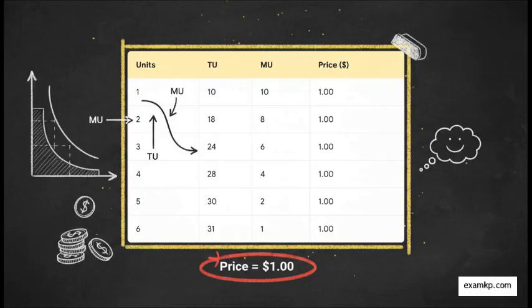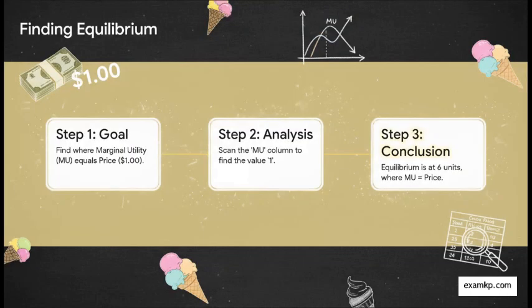All right, let's take a look at the data table. We've got total utility, which is your overall satisfaction. And then we have marginal utility. That's the extra satisfaction you get from each additional unit. Now, notice something interesting. As you keep eating more ice cream, the marginal utility goes down. I mean, that first scoop is always the best, right? But look at the price. It stays constant at $1. So how do we crack this?